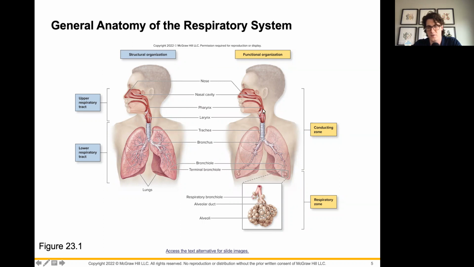Then we're going to get down here in our respiratory tract, and we're going to see this bit of cartilage at the top of the neck. This is the larynx. Inside the larynx, you're going to see this little fold. That is your vocal folds. These are your vocal cords.